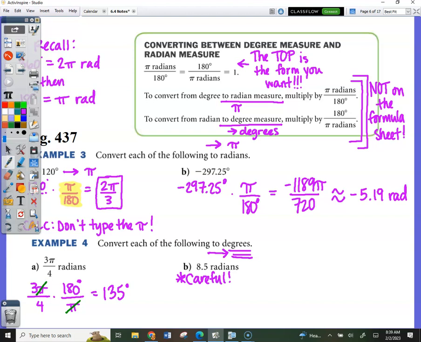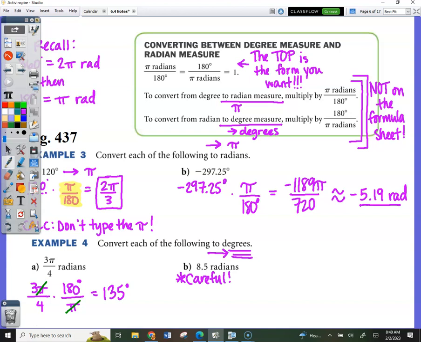All right, look at B. Make a note. Careful. What's tricky here? It's in radians, right? What's the difference? There's no pi. That's the difference, so don't let that throw you off. It's like up here, the negative 5.19 radians. It means the pi has been multiplied in. The good news is it doesn't change how we're going to convert it. It just changes how we type it in the calculator.